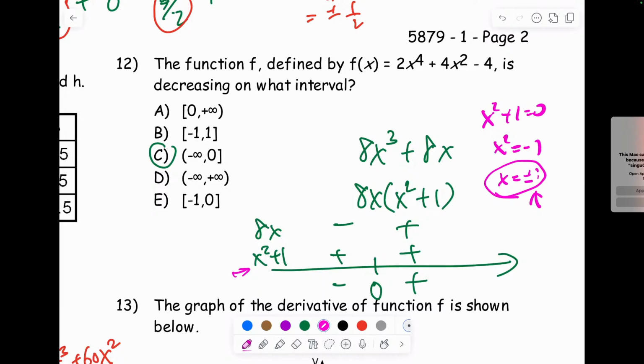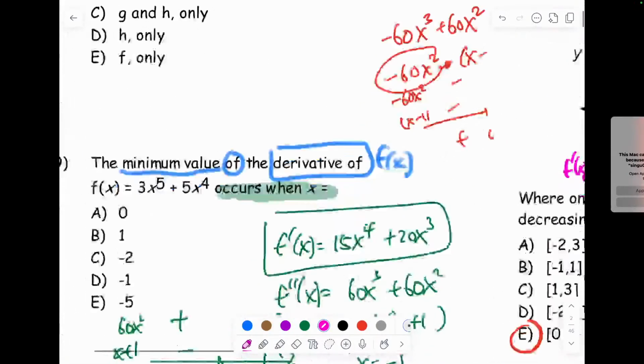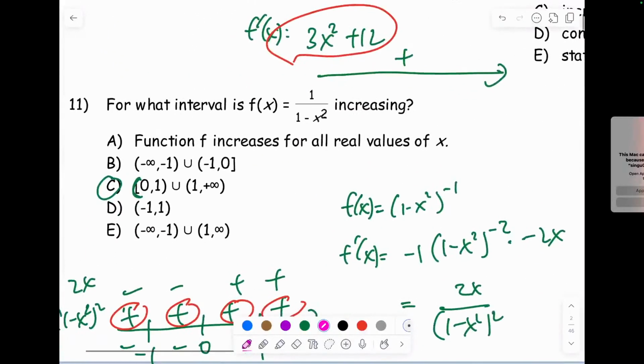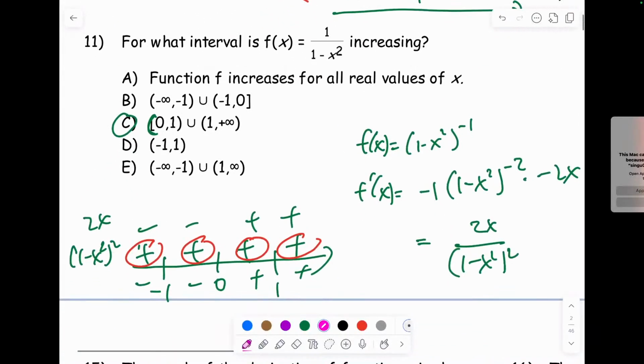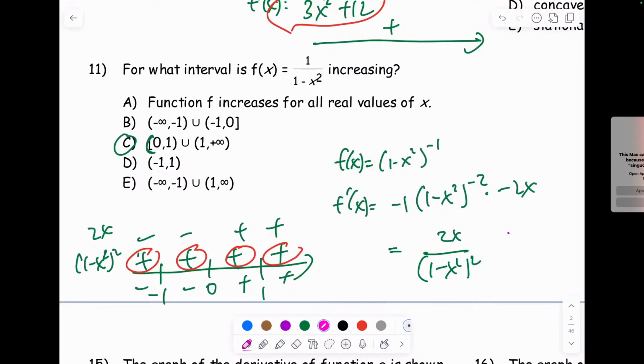Same thing for 11 then? Probably same thing for 11. Yes, let's look at 11. No, 11 is different. 11 is after I take a derivative. Did you have a derivative correctly? How many of you have the derivative wrong?